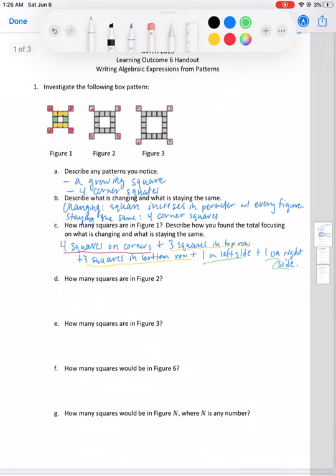Okay. And when I sum them, we get a total of, which equals 4 plus 3 plus 3, so 7 and 10, and 11 and 12.